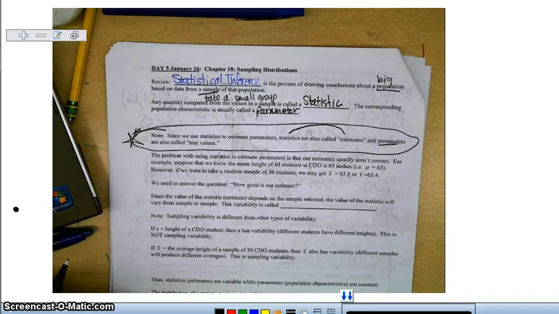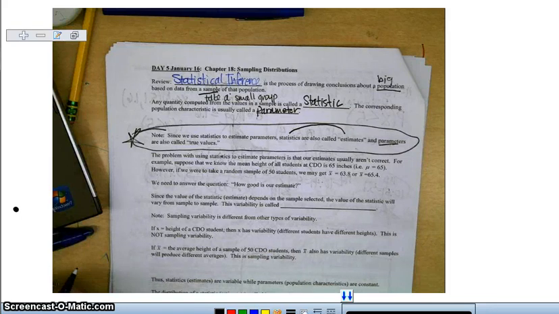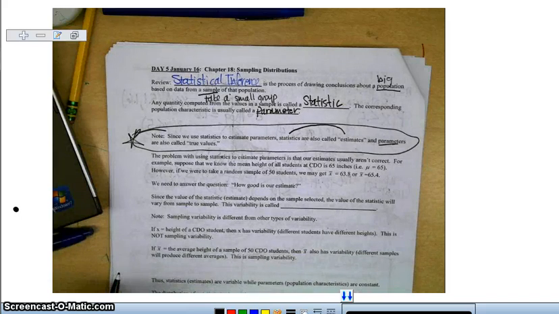A statistic is a value that comes from a sample. A parameter is a true value. It comes from the entire population. A statistic comes from a sample. It's an estimate. A parameter is a true value. It's the value that the entire population holds.